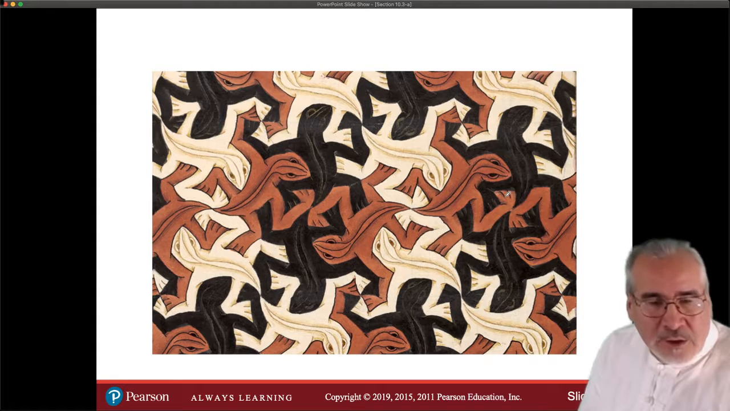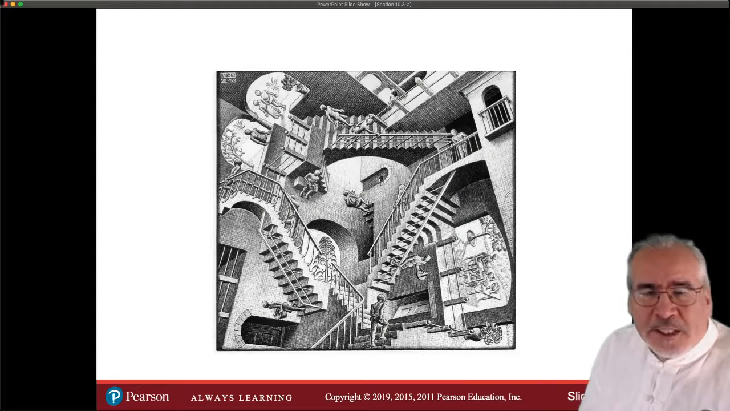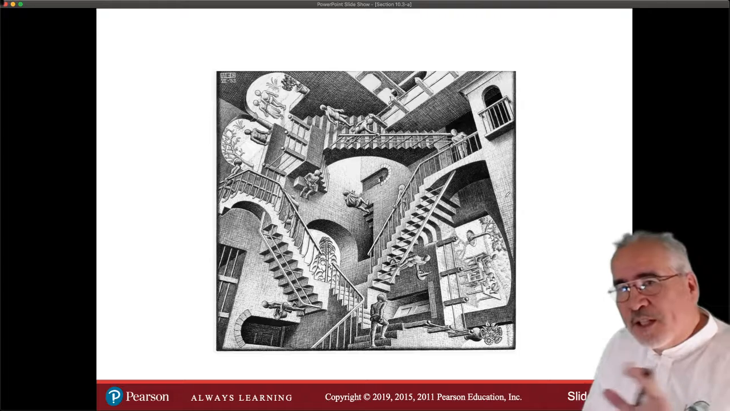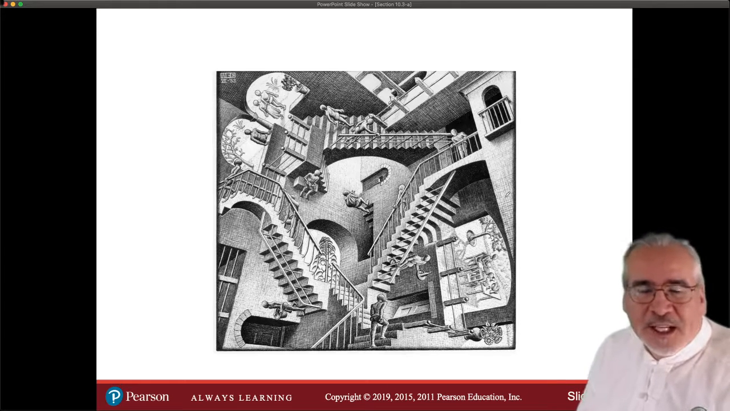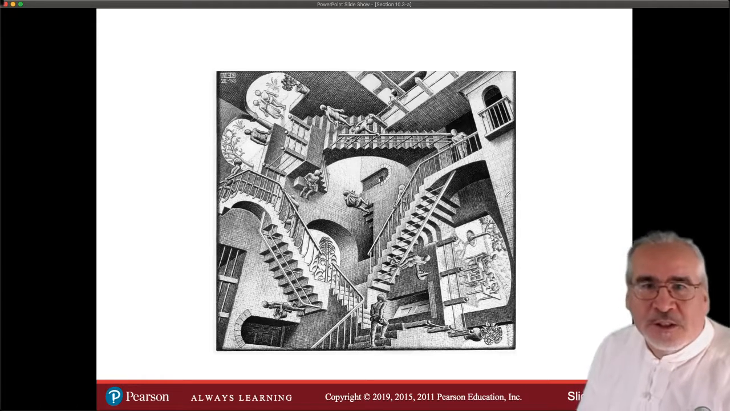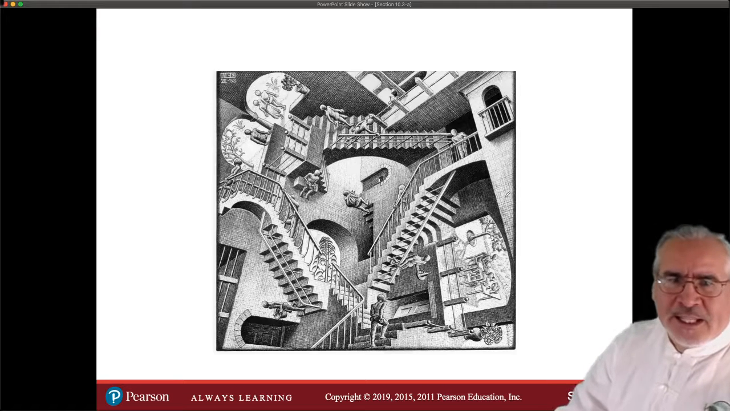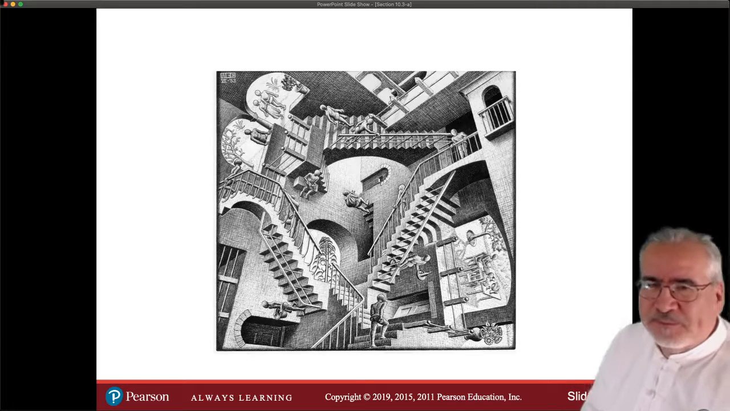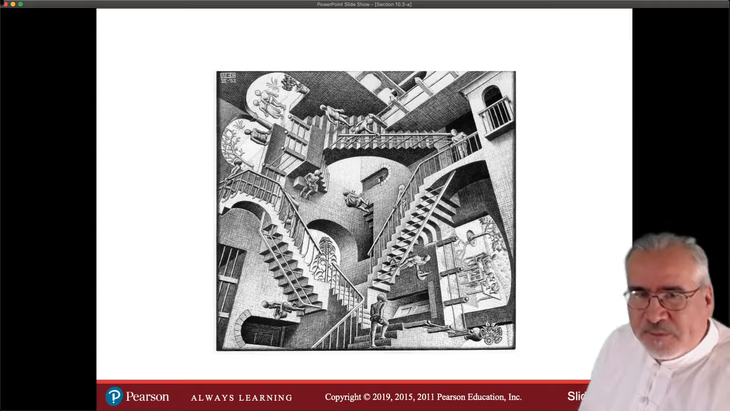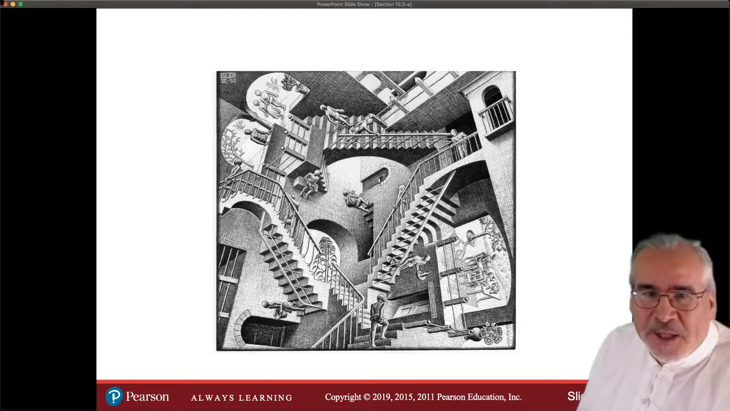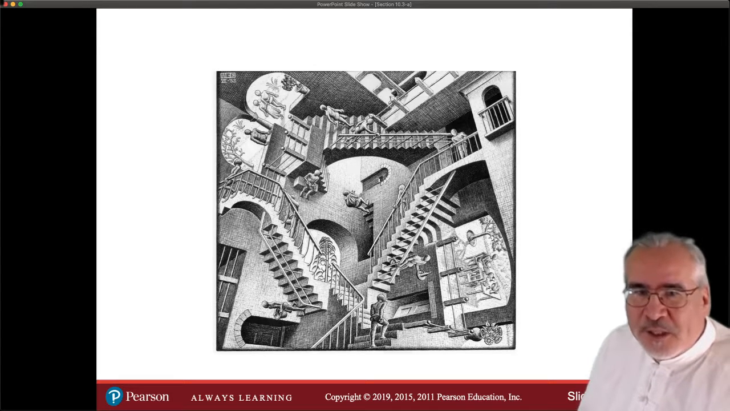And then there's this other thing he did. This is not a tessellation, but this kind of gets you to the next phase. Escher did a lot of things he called impossible drawings. Notice the stairs are going up and down at the same time, in different directions. It's a visual, they're playing with your mind. You cannot actually physically do this.